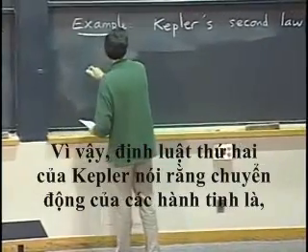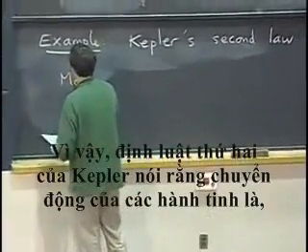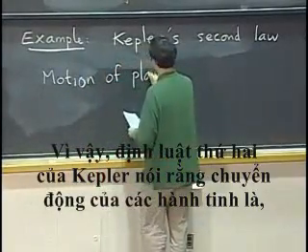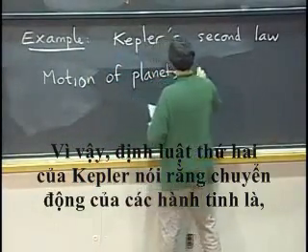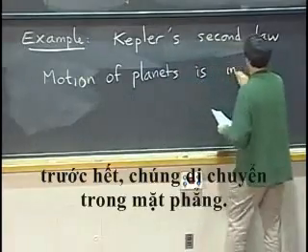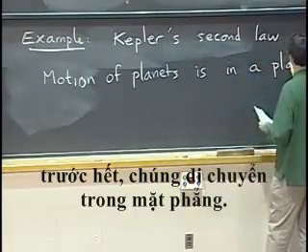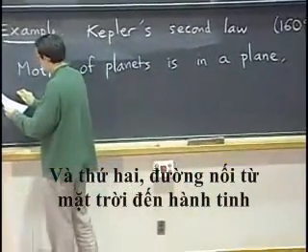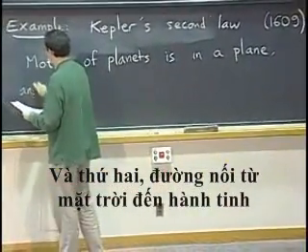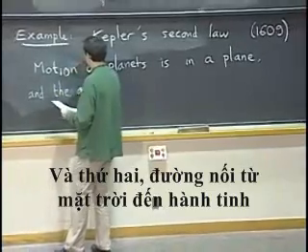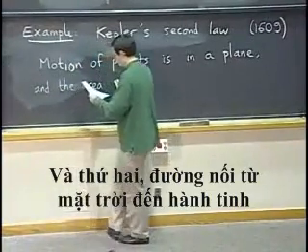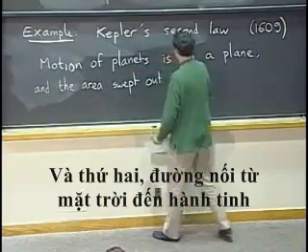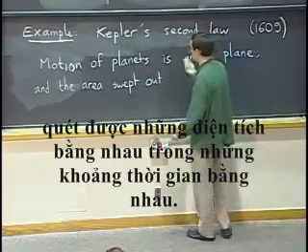So what Kepler's second law says is that the motion of planets is, first of all, they move in a plane, and second, the area swept out by the line from the sun to the planet is swept at a constant rate in time.